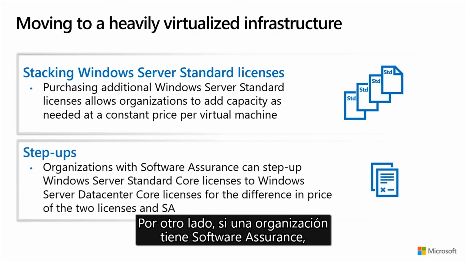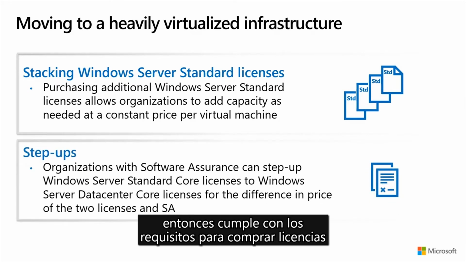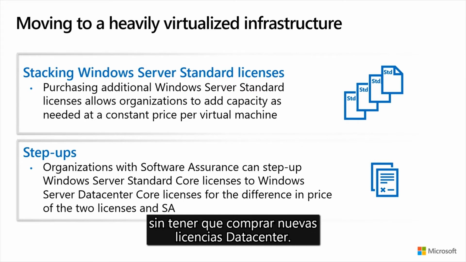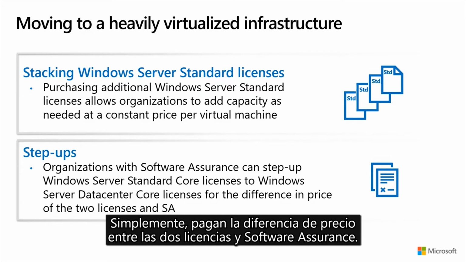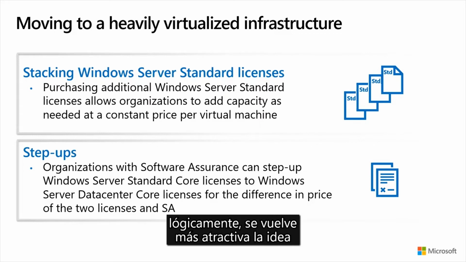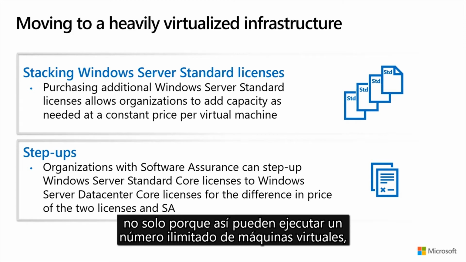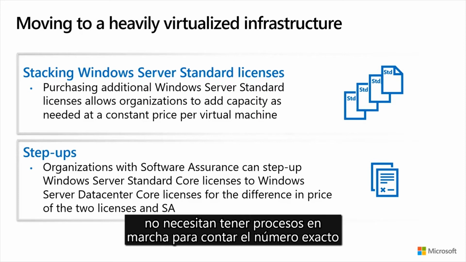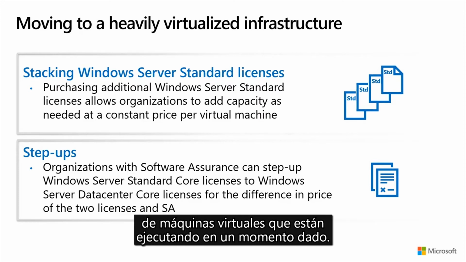Alternatively, if an organisation has Software Assurance, then they're eligible to purchase step-up licenses. That means that if they have a Standard license with Software Assurance, then they can move to Data Center Edition without having to buy brand new Data Center licenses. They just pay the difference in price of the two licenses and Software Assurance. As organisations move to a more heavily virtualised environment, it becomes more attractive to license with the Data Center Edition, of course, since they can run an unlimited number of virtual machines, but also, perhaps more importantly, because they don't need to have processes in place to count the exact number of virtual machines that they have running at any one point in time.